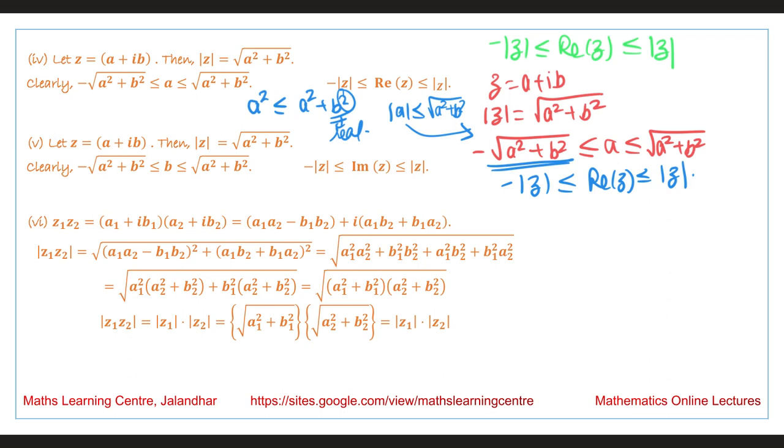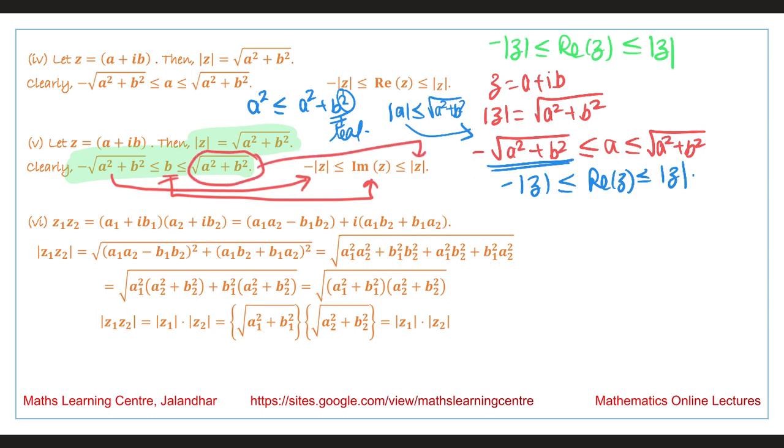Similarly, for the value b, we again write mod of z is equal to the square root of a square plus b square, and we write the inequality in this form: minus square root of a square plus b square is less than or equal to b, which is less than or equal to square root of a square plus b square. And this implies, minus mod z is less than or equal to b, the imaginary part of z, which is less than or equal to mod of z.